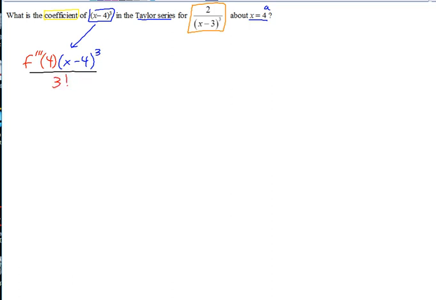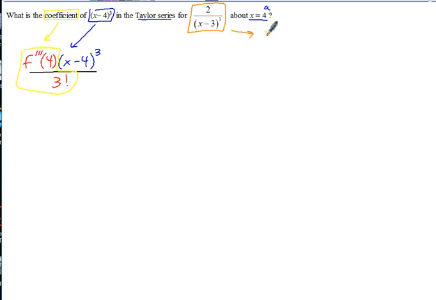So when it says the coefficient, it's really talking about this part, right? That's going to give you the coefficient of x minus 4 cubed. So that's what we have to calculate. 3 factorial we can already calculate, but we don't know the third derivative at 4 yet. So that's the part we have to figure out in order to figure out that coefficient.